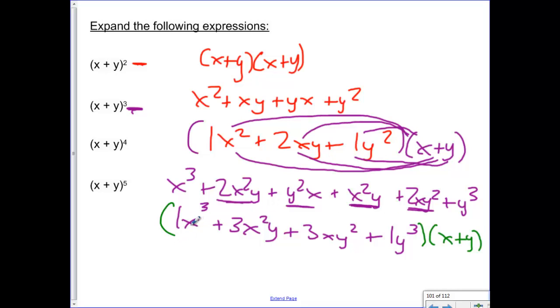Here you have 3 x's, no y's. Here you have 2 x's, 1 y. Here you have 1 x, 2 y's. And here you have no x's and 1 y.